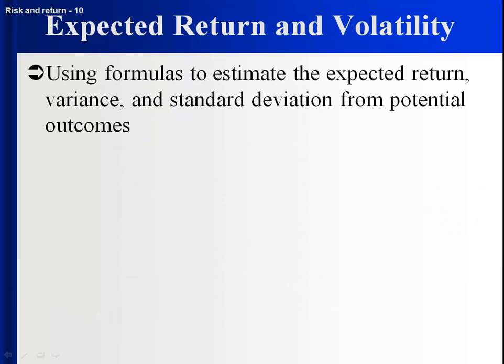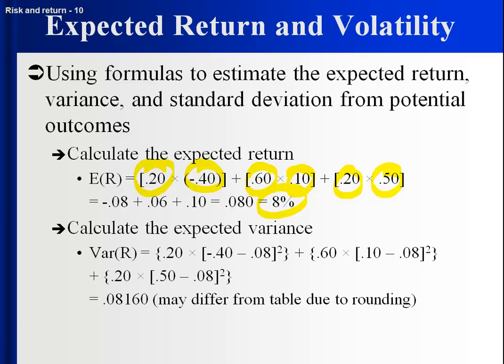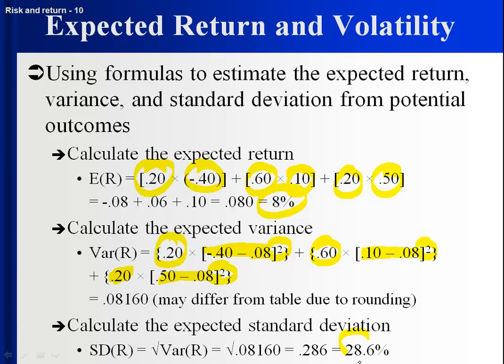If you're more comfortable with the formulas, find the expected return: 20% chance of negative 0.4 plus 60% chance of 10% plus 20% chance of 50% gets you to 8.0%. So what is the expected variance? 20% likelihood of outcome 1, there's your deviation squared. 60% chance, deviation squared. 20% chance, deviation squared. And you get 0.08160. Take the square root, 28.6%.